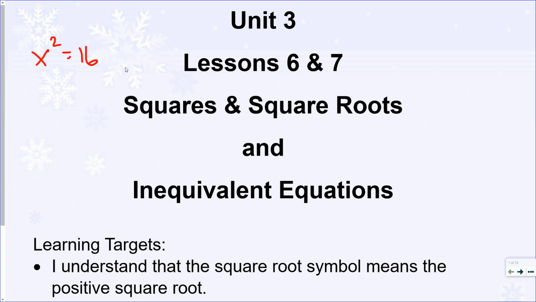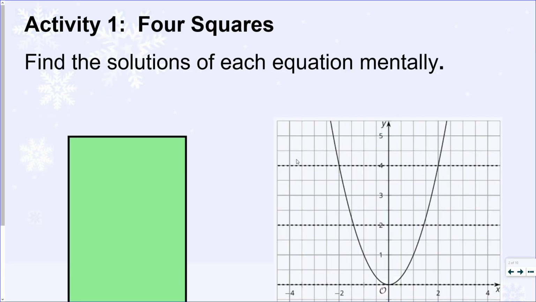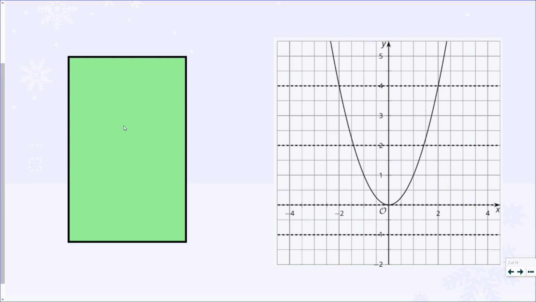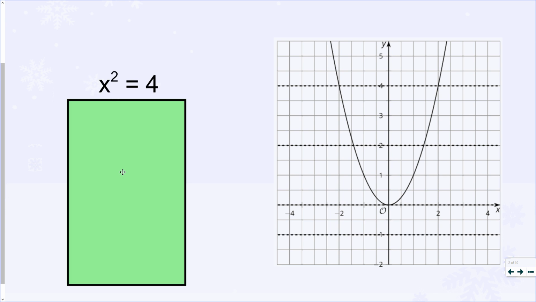So let's start off with kind of what we know and what we can picture going forward. All right, activity number 1, 4 squares. Let's find the solutions to some of these. All right, x squared equals 4. Now we have a picture of the graph, and clearly you probably also think about what numbers you would square, and that would give you a value of 4. And 2 definitely, right? 2 squared is equal to 4.